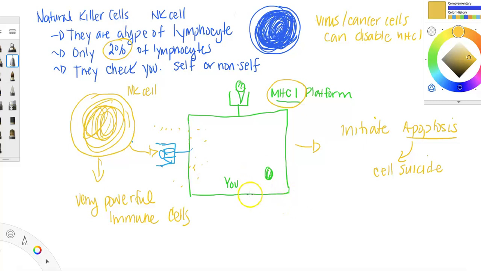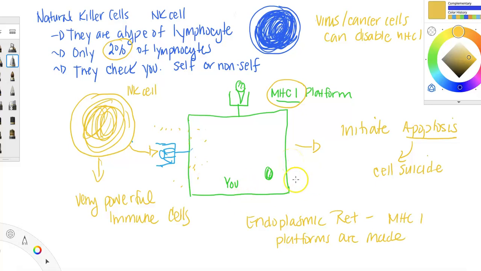Basically, you got your endoplasmic reticulum. This is a note here. Is where MHC1 platforms are made. So the cell is always making these things so that they have something to post what it comes into contact with.